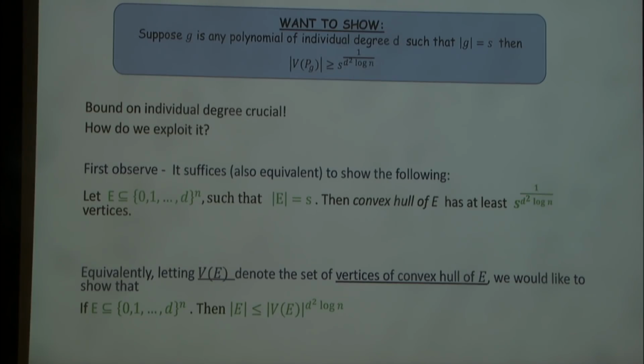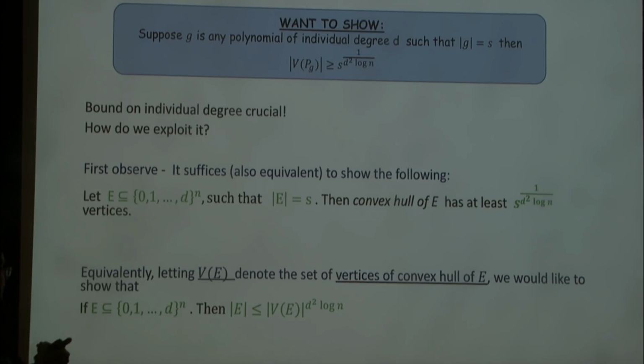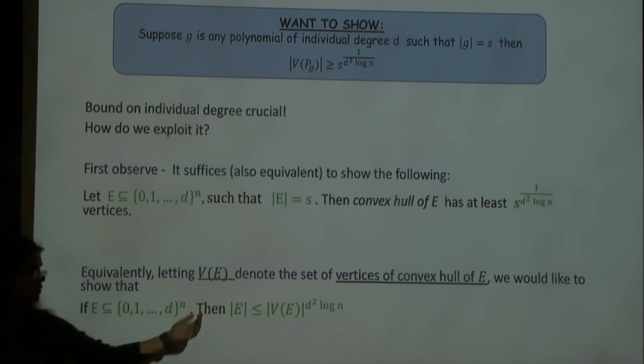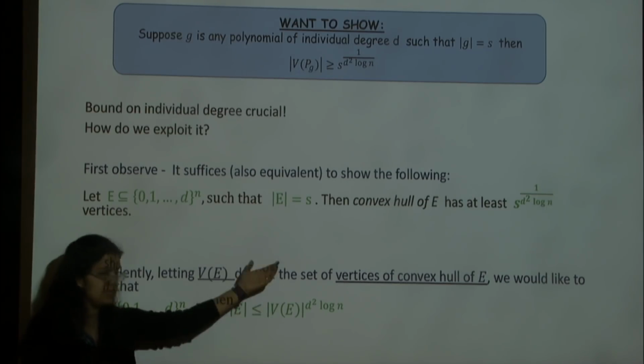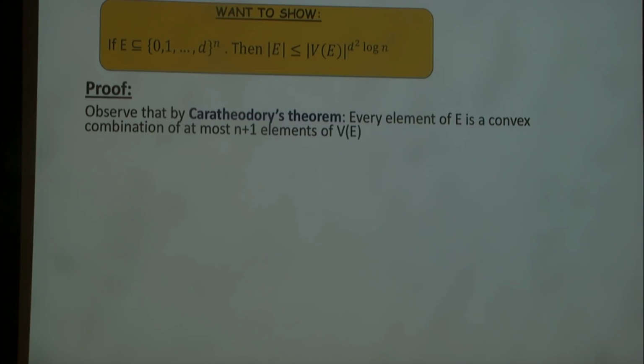So I'm just again rephrasing it. If V(E) denotes the number of vertices of the convex hull of E, just notation, we want to show that the number of interior points, or the total number of points, is at most the corner points to the d squared log n. We are not just saying the same thing. Okay, so good. This is what our problem has boiled down to showing. So let's get into the proof. It's not a difficult proof.